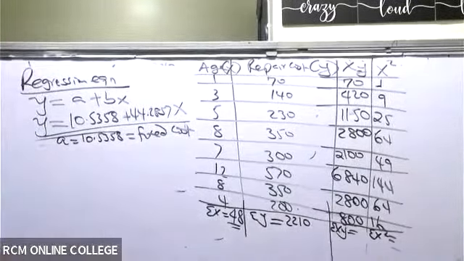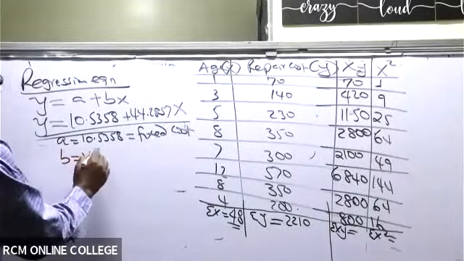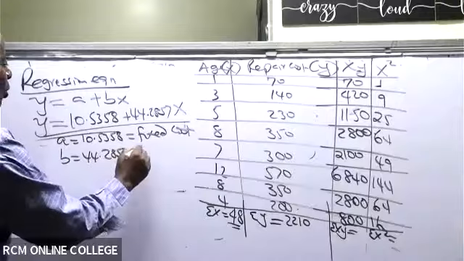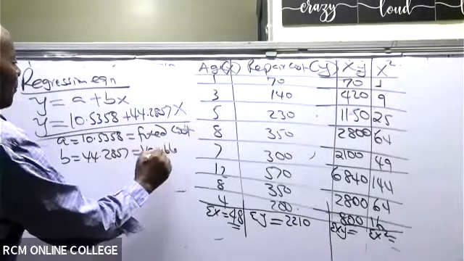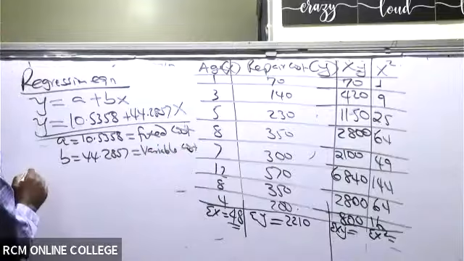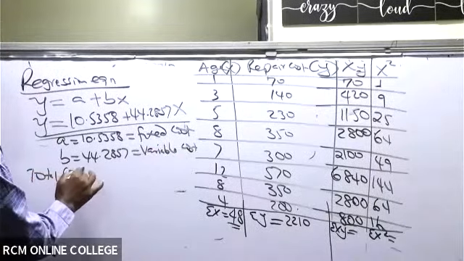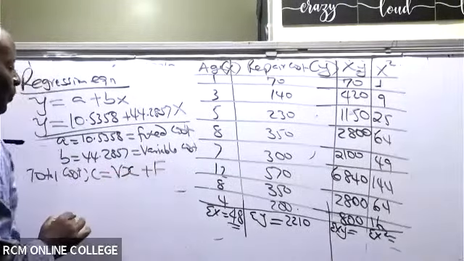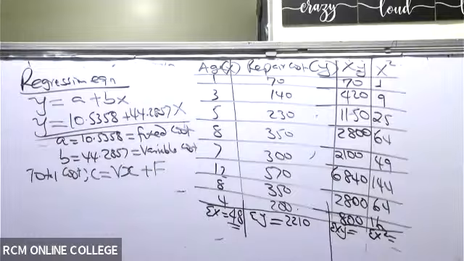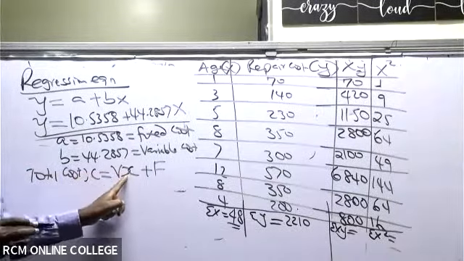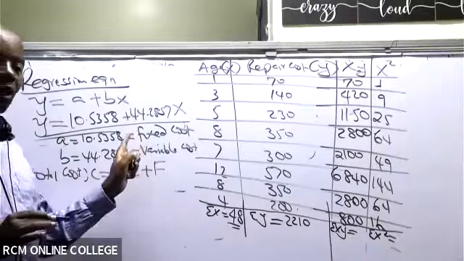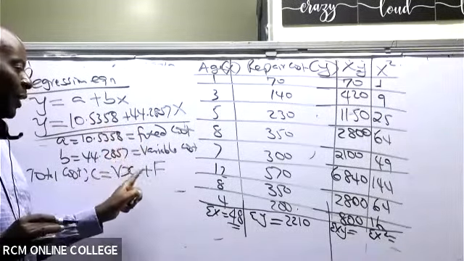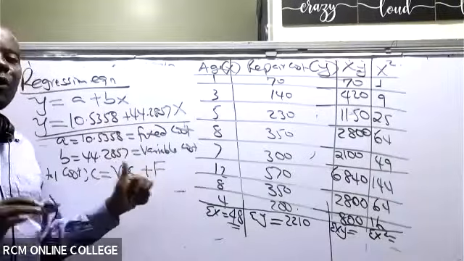And then of course we have B. B is 44.2857, which is the variable cost. Ladies and gentlemen, remember generally our total cost C equals Vx plus F. The one that has got X here is what varies, so this is variable cost. And the one that is independent of X is what we call fixed cost.